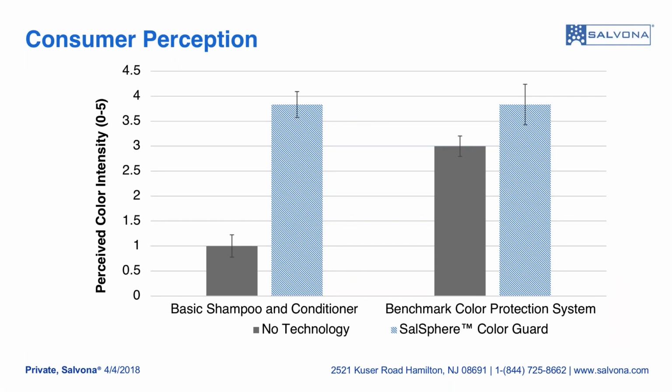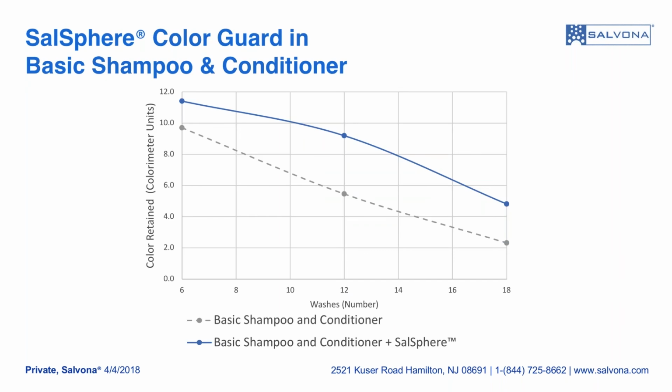What we can learn from this is, first, we can take a simple shampoo and conditioner, very cheap product. By adding a little bit of the technology, we could significantly increase the ability to retain the color. Number 2, even the product that has been developed by a leading company, when added the technology, could still increase their efficacy. This is based on consumer perception.